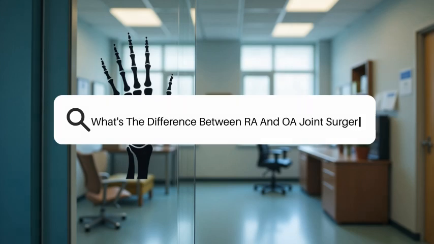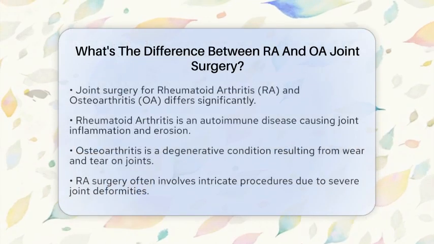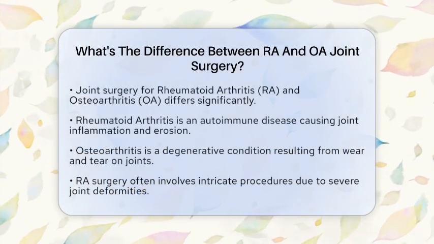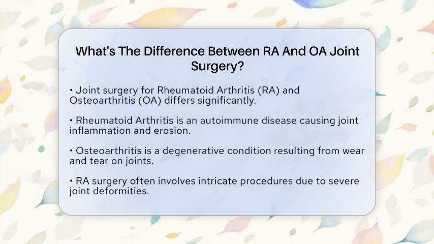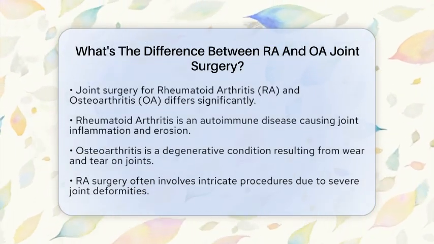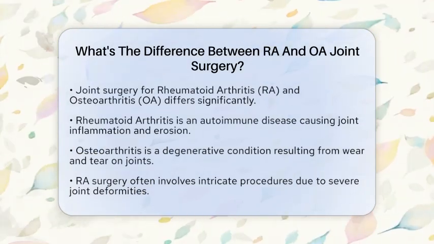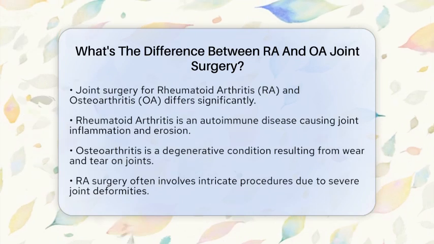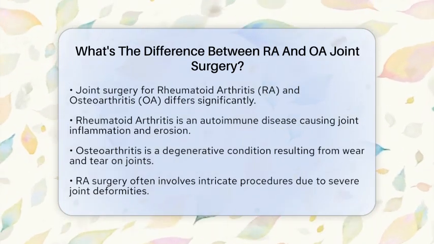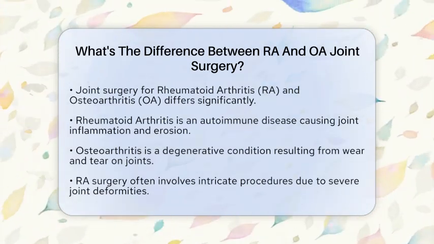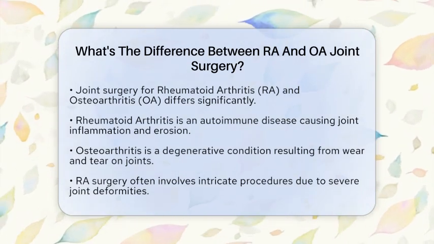What's the difference between RA and OA joint surgery? When it comes to joint surgery, many people wonder about the differences between surgeries for rheumatoid arthritis and osteoarthritis. Understanding these differences can help patients make informed decisions about their treatment options. First, let's look at the diseases themselves.